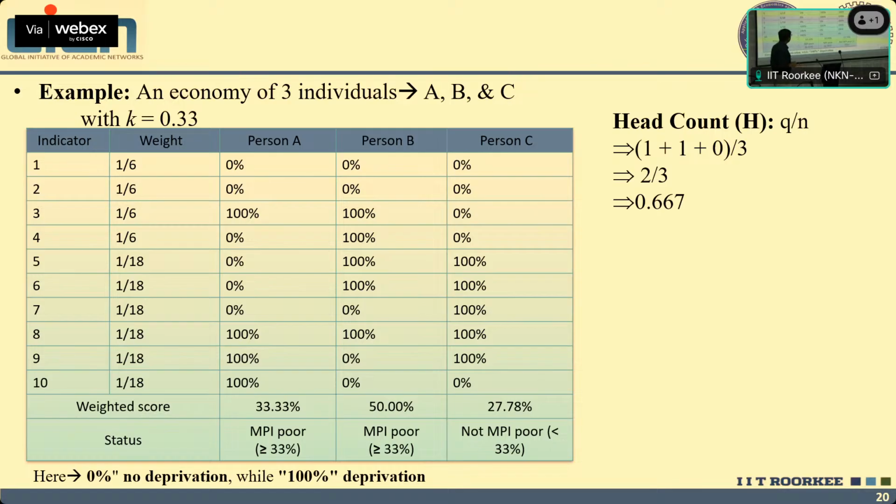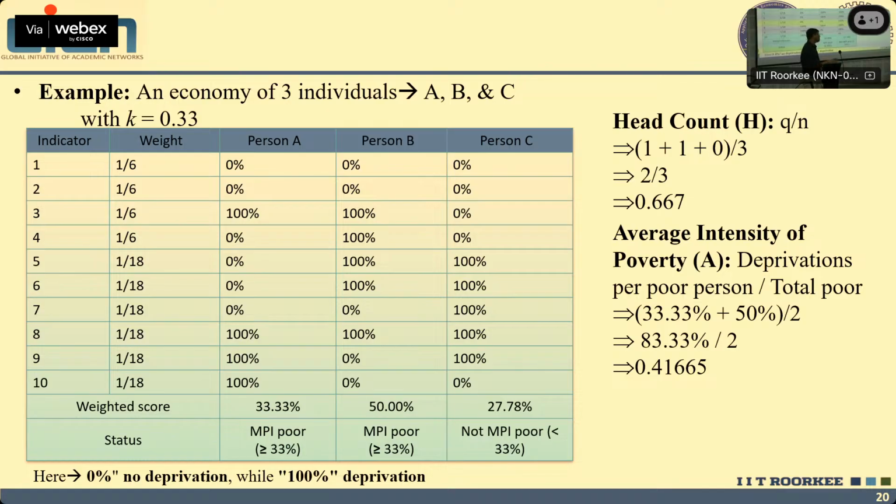So the headcount ratio is 1 plus 1, and the third person is not, so 0. So 1 plus 1 plus 0 out of 3 gives us the headcount ratio. It is simply the proportion of persons who are poor, isn't it? So that's precisely 66% or 0.667.